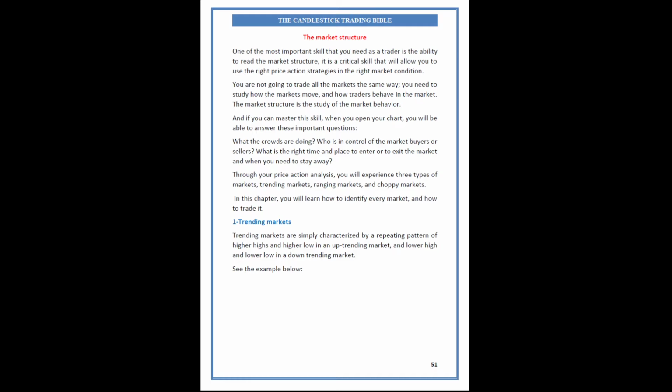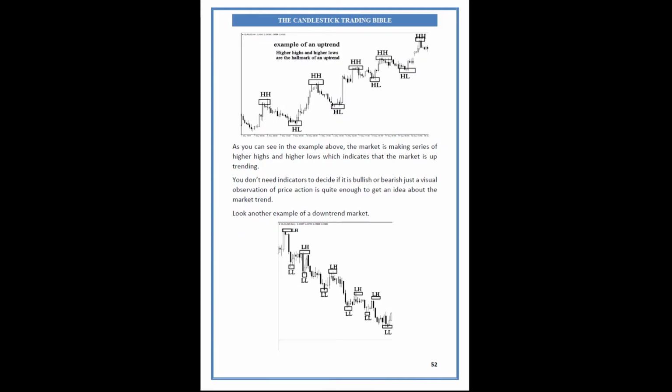So number 1, trending markets are simply characterized by a repeating pattern of higher highs and higher lows in an uptrending market, and lower highs and lower lows in a downtrending market. See the example below. As you can see in the example above, the market is making a series of higher highs and higher lows, which indicates that the market is uptrending.